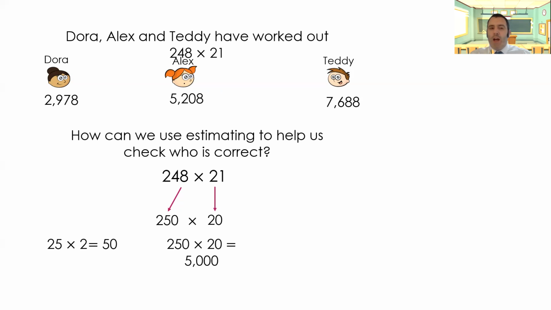Dora, clearly not right, 2,978. Her answer's too small. 5,208, it sounds about right. It's quite close to my estimation. I'm going to say that might be correct. Teddy, 7,688. He's a long way away from my estimated answer. So I'm going to say Alex is going to be nearest to being correct.